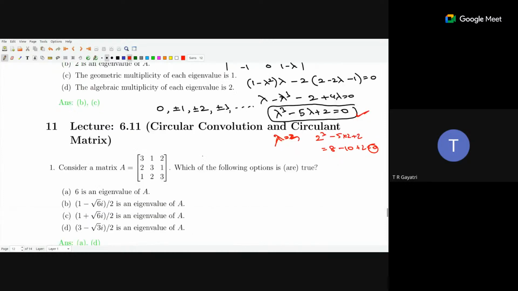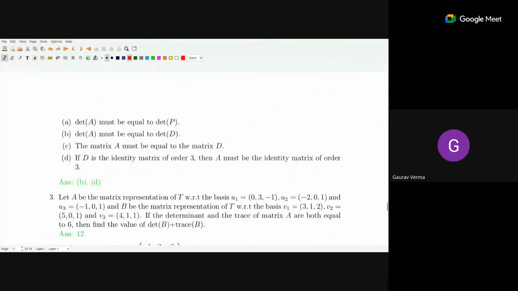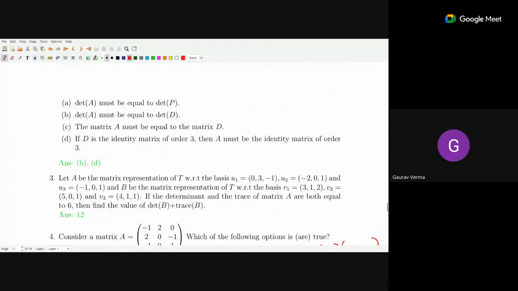And I haven't done 6.11. Sir, excuse me, sir. Yes, yes. You were about to share some shortcut while discussing this when the row sum is same for all the rows. We will come there. I will tell you. So maybe I will discuss that first.